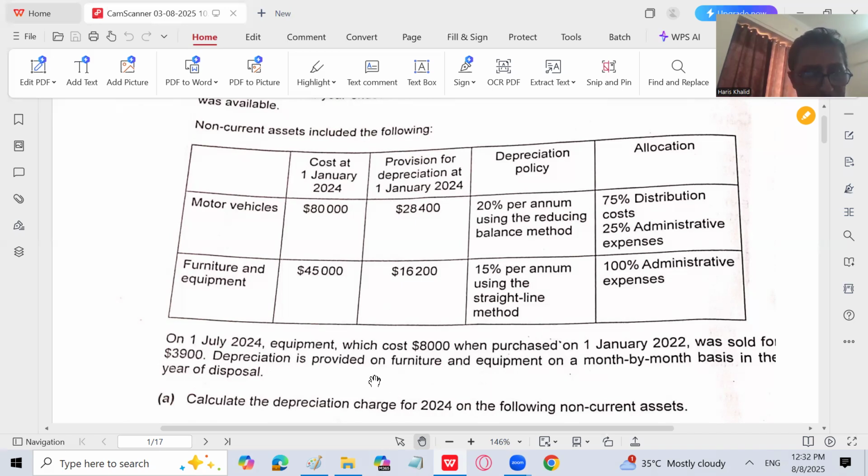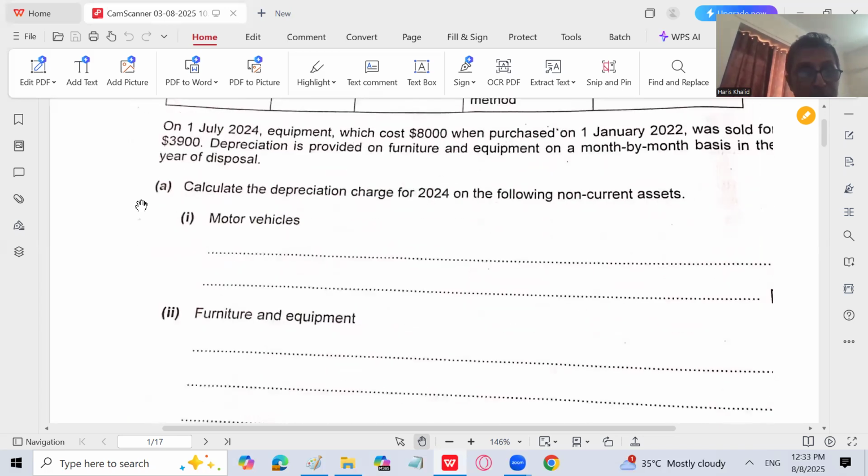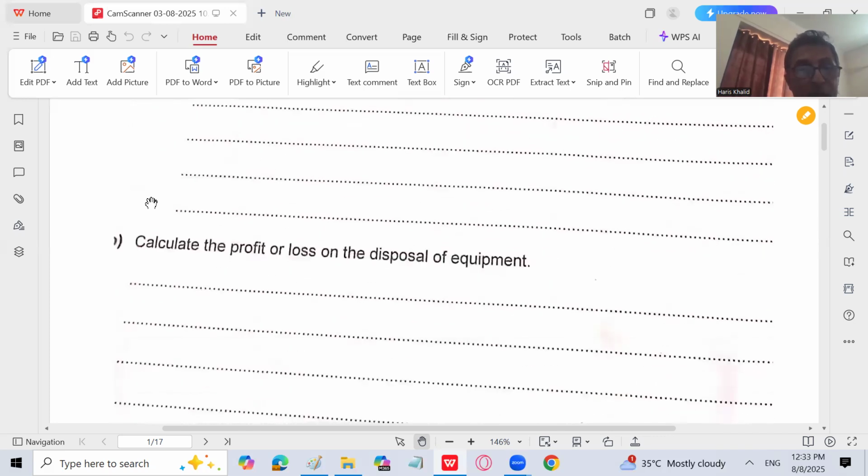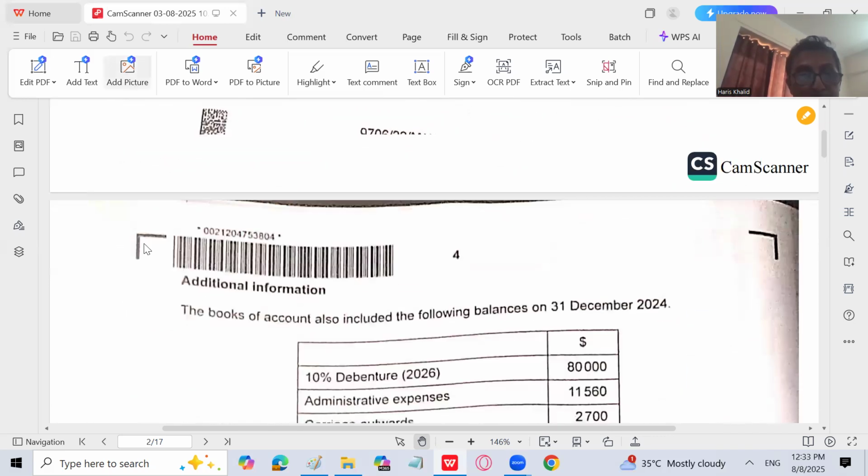Why? Because depreciation is provided on furniture and equipment on a month-by-month basis, including in the year of disposal. So we have to charge it for the time it was used until 30th June, which is 6 months. But the method is straight line, so that becomes a little easier for us. The requirement is to calculate the depreciation charge on the following non-current assets: motor vehicle, furniture and equipment. Then calculate the profit or loss on the disposal of equipment.